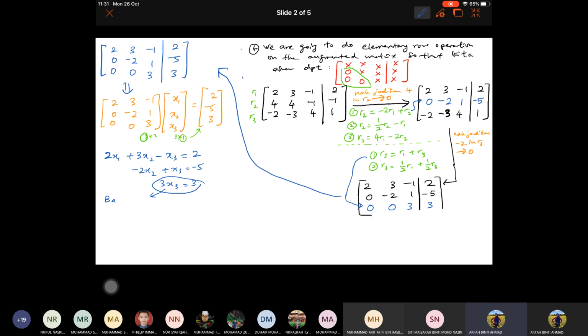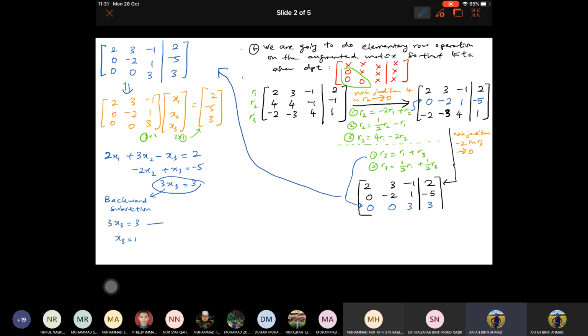This is what we call as backward substitution. Kenapa backward? Sebab awak selesaikan daripada yang bawah. X3 ke X2 ke X1. Kalau forward substitution, kita selesaikan daripada X1, X2, X3. Okay. So 3x3 sama dengan 3. Directly you akan dapat x3 sama dengan 1.